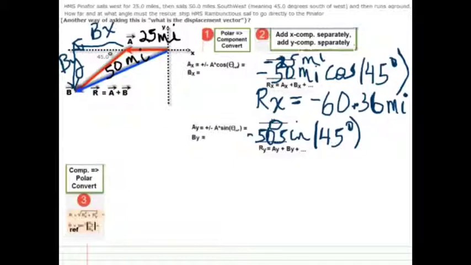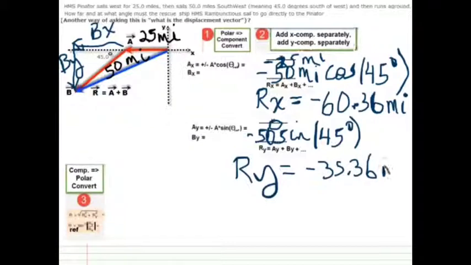And then for the y component, we write down that r sub y is negative 35.36 miles. This is to be a third quadrant angle, and our calculations are consistent with this, because r sub x is negative, which is consistent with a third quadrant angle, and r sub y is negative, also consistent with a third quadrant resultant angle.